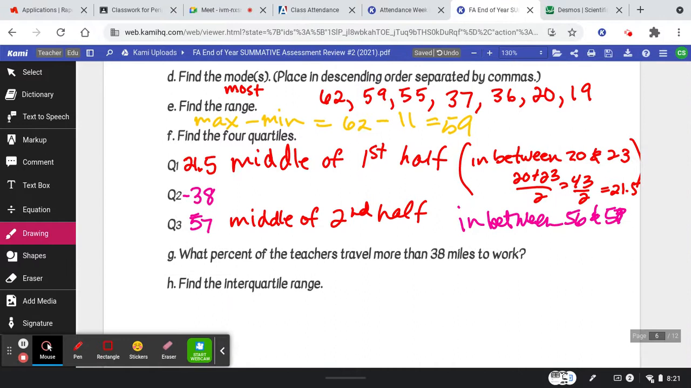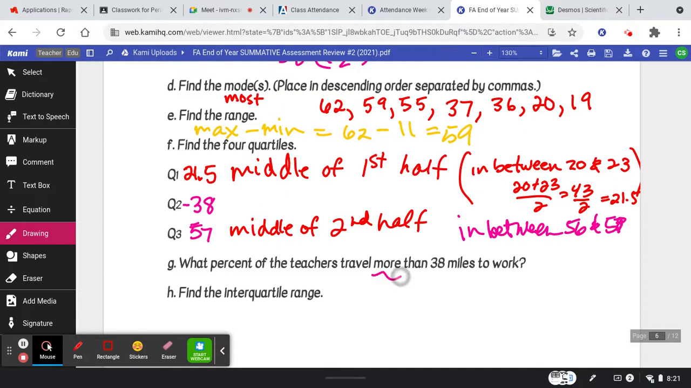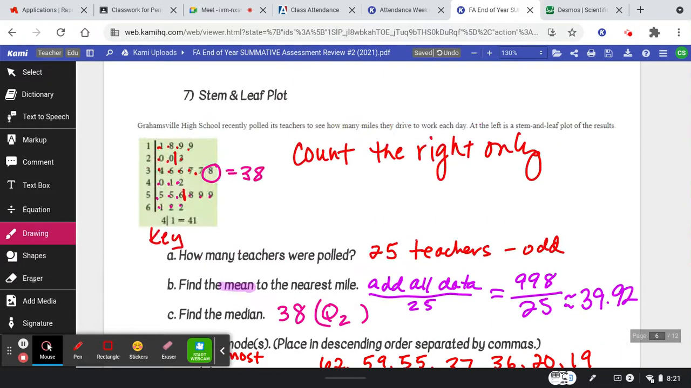All right, I'm down to letter G, and I'm over to Daisy. Daisy, what percent of the teachers travel more than 38 miles to work? So this key here, more than. Everybody go back up to that data. And you're thinking to yourself, how am I working in this data, in this format? Am I going to want to list this out on the day of the final, or am I going to be okay working with it in the stem and leaf plot format?